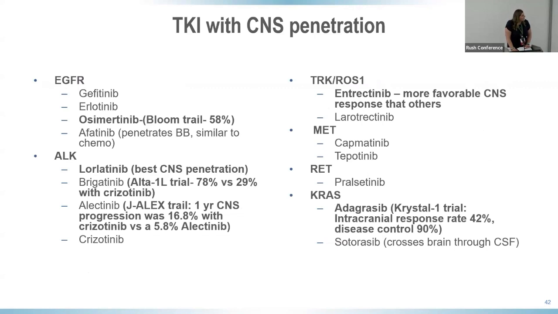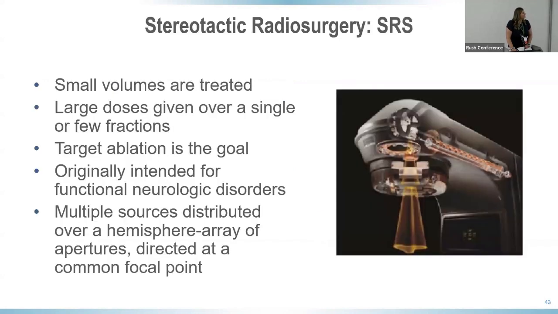And these are just a list of the several drugs that have really good CNS penetration. So if you're working with your medical oncology friends and they have a patient on this, it's really good to know these drugs before offering them treatment. Osimertinib, for example, on the BLOOM trial had a 58% CNS penetration. Some of the good ones with the ALKs is your lorlatinib. And then, of course, the others that I have highlighted there have really good CNS response.